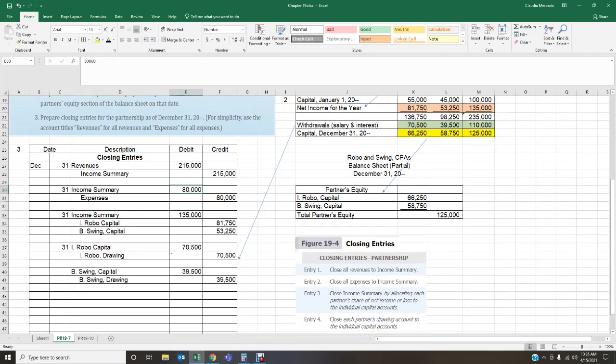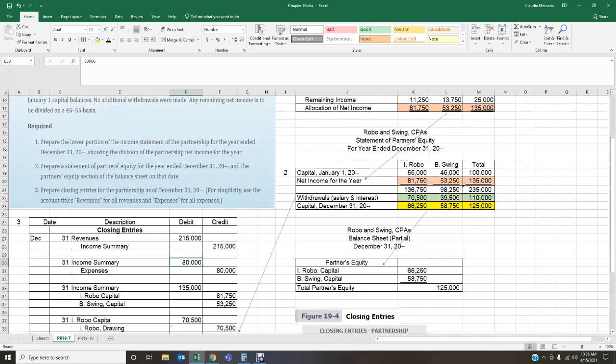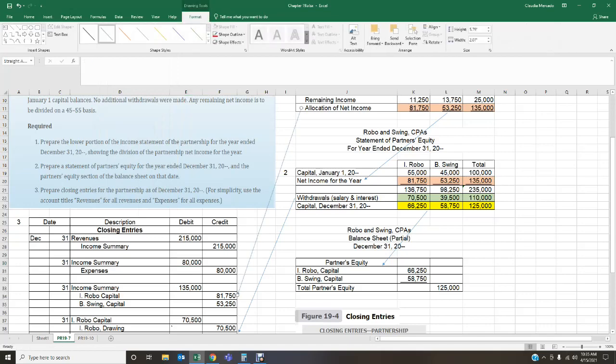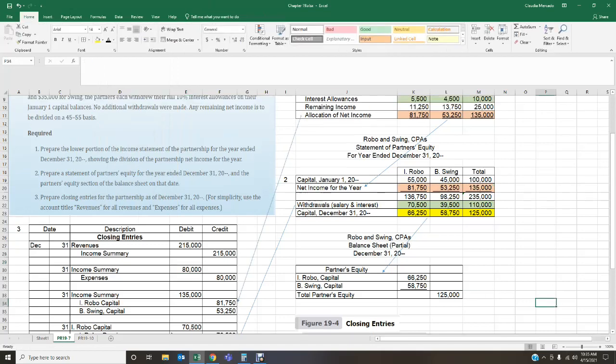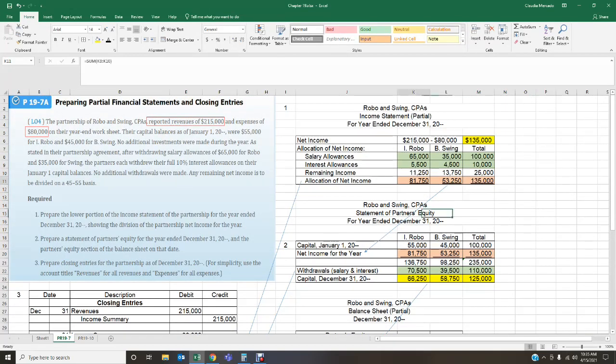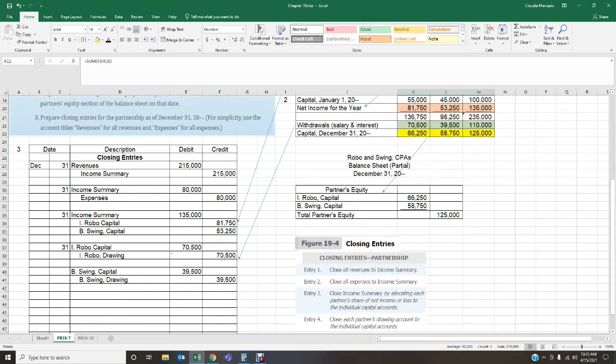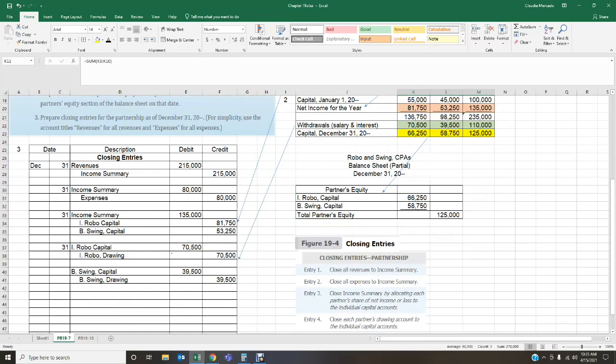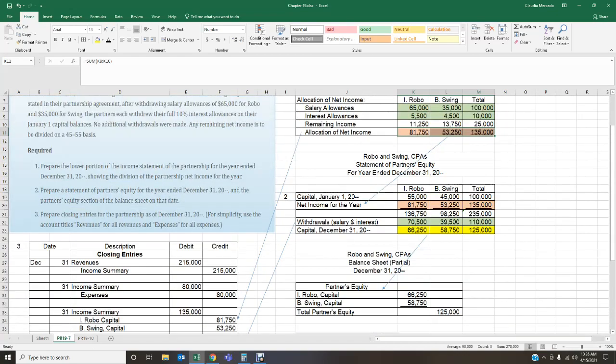Entry 3, close income summary by allocating each partner's share of net income or loss to the individual capital accounts. So here we have this entry, and that is being done, let me put a little arrow, by the allocation of net income right there. Whatever the allocation of net income is from your income statement, these last numbers, that is what we're going to be doing our entry for. So income summary gets debited for the total, capital gets credited for the 81,750. That's their distribution for Robo, and then we have Swing capital for the 53,250.